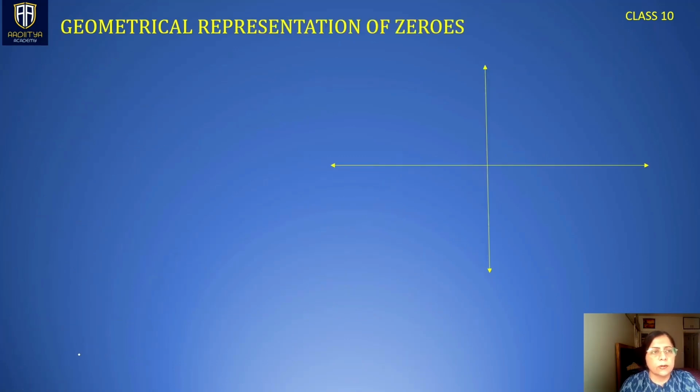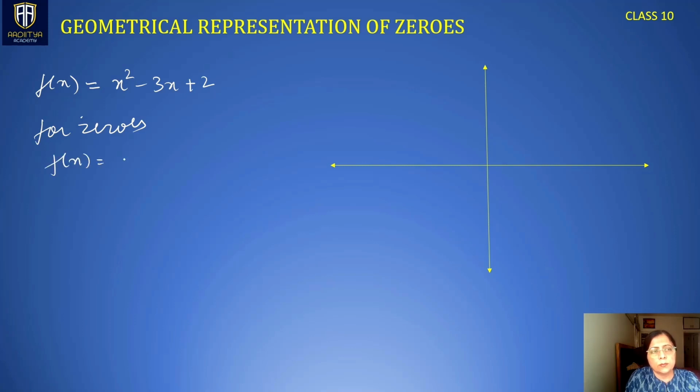Next we have geometrical representation of zeros, right? Now what does that mean? See, if I take an example like x squared minus 3x plus 2, the one we had solved in the previous slide, x squared minus 3x plus 2 is a quadratic polynomial. After factorizing it for zeros, you have to equate this polynomial to 0.